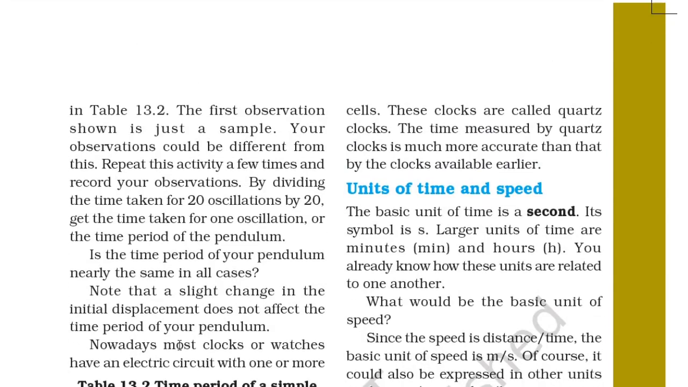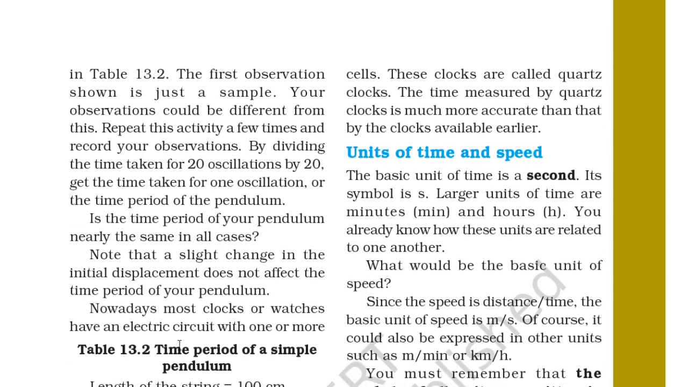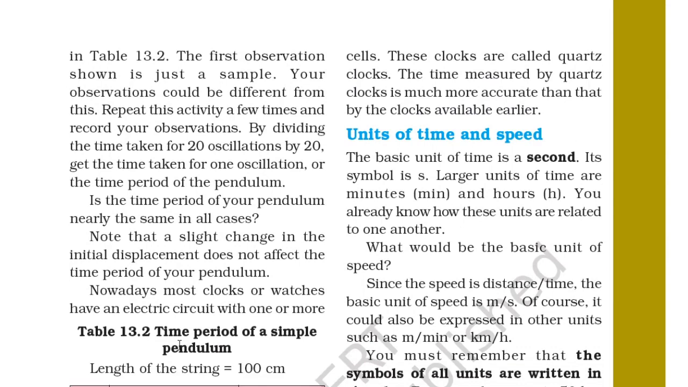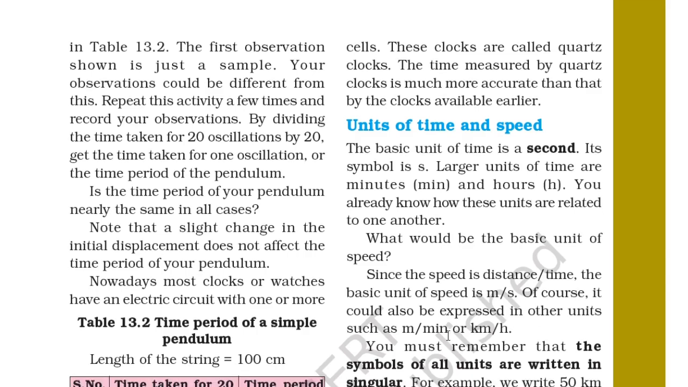Units of time and speed. The basic unit of time is second. Its symbol is s. Larger units of time are minutes and hours. You already know how these units are related to one another. What would be the basic unit of speed? Since speed is distance upon time, the basic unit of speed is meter per second. Of course, it could also be expressed in other units such as meter per minute or kilometer per hour.